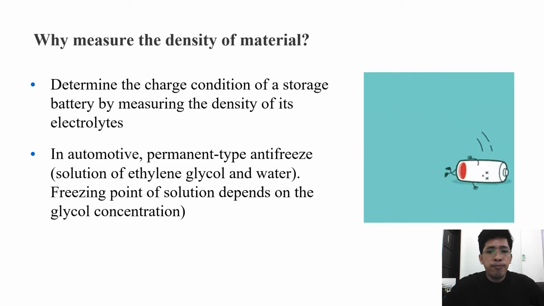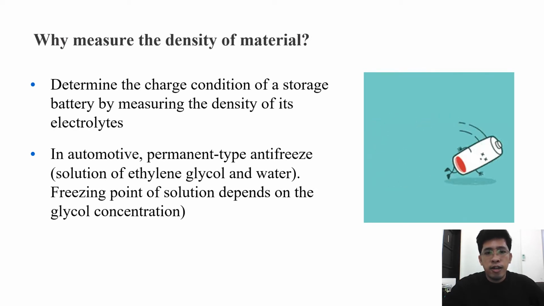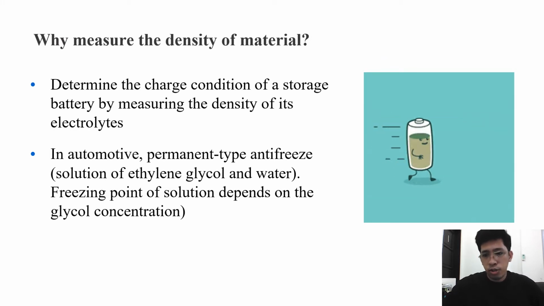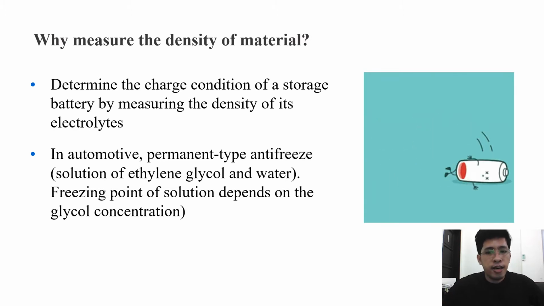In automotive, permanent type antifreeze, which is a solution of ethylene glycol and water, has a freezing point that depends on the glycol concentration. And you can get this glycol concentration by taking note of the density of your antifreeze material. Your antifreeze material is usually used in areas which have very cold temperatures.